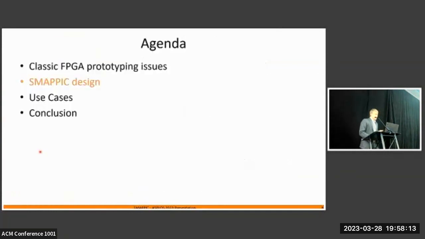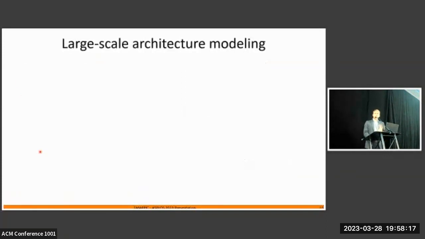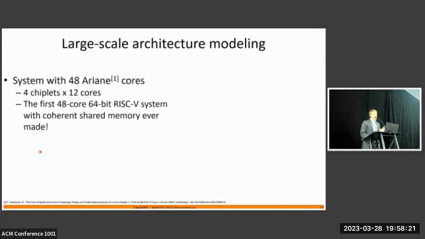Now let's take a look at use cases that SMAPPIC enables. The first one, the big one, is large-scale architecture modeling. Using SMAPPIC, we could build a system with 48 Ariane cores. We did this by building 4 chiplets, each with 12 cores. And we're proud to announce that this is the first 48-core, 64-bit RISC-V system with coherent shared memory ever made.